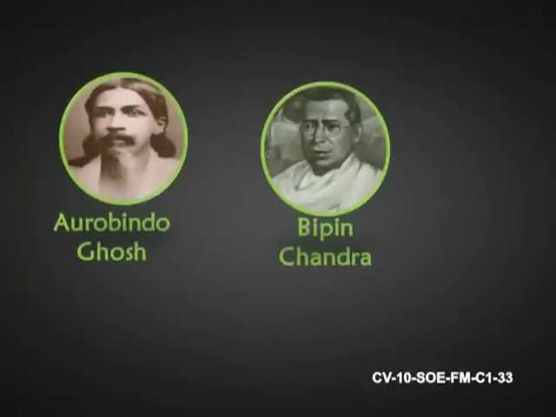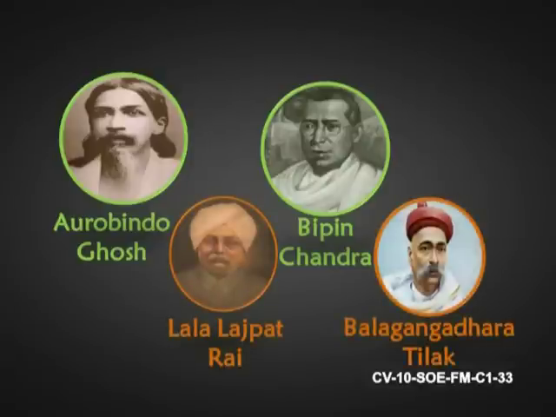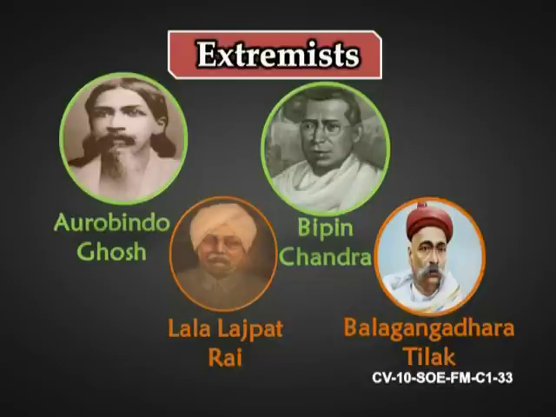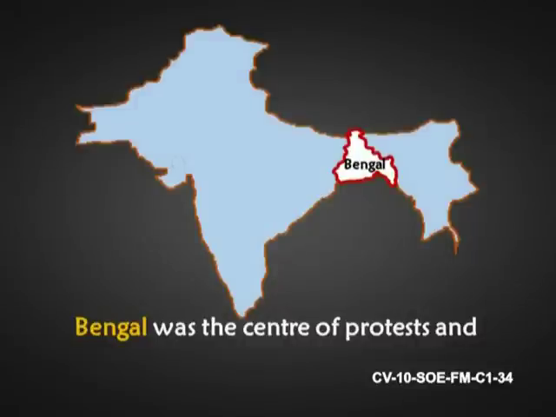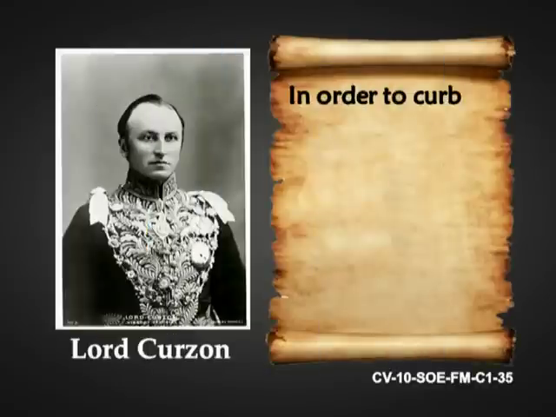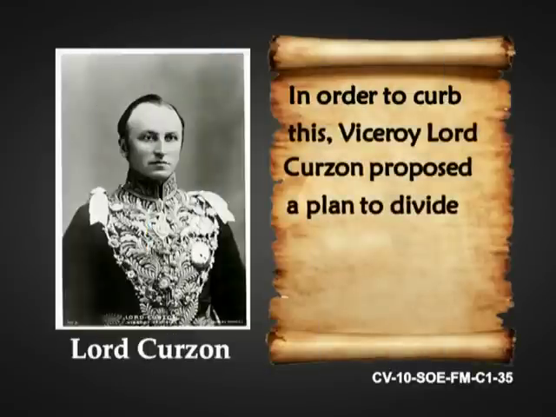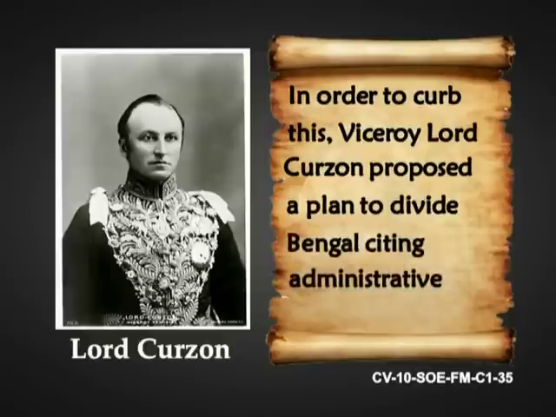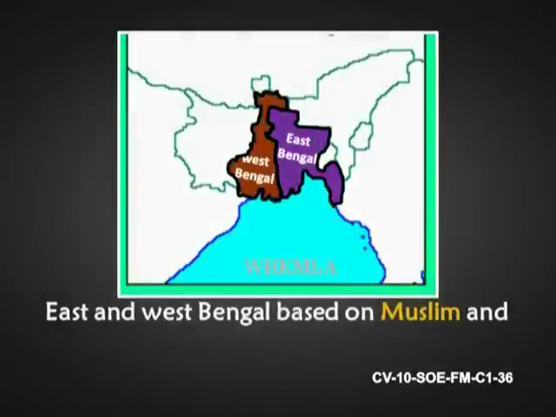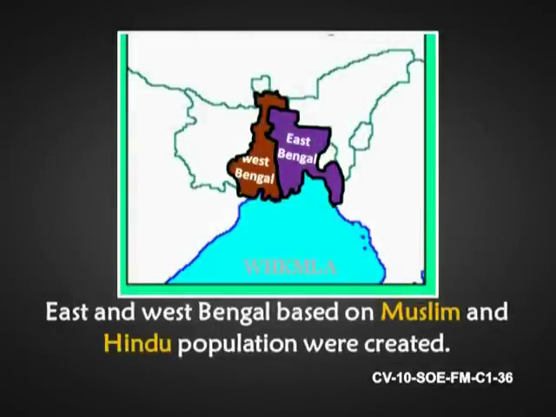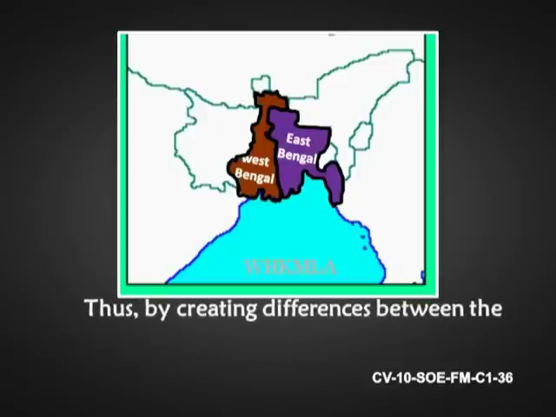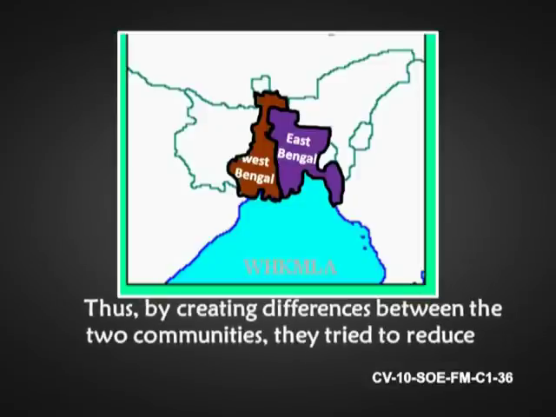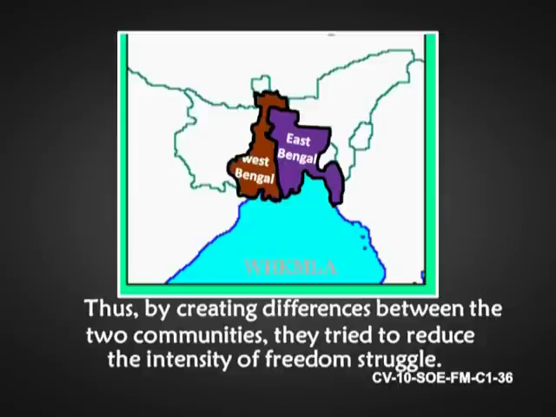Aurobindo Ghosh, Bipin Chandra Pal, Lala Lajpat Rai, and Bal Gangadhar Tilak were the prominent extremist leaders. Bengal was the center of protests and anti-British sentiments. In order to curb this, Viceroy Lord Curzon proposed a plan to divide Bengal, citing administrative problems. East and West Bengal, based on Muslim and Hindu population, were created. Thus, by creating differences between the two communities, they tried to reduce the intensity of the freedom struggle.